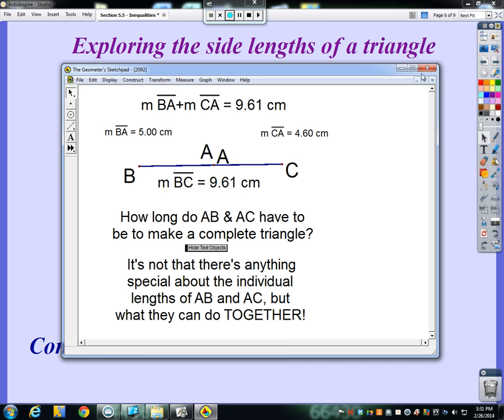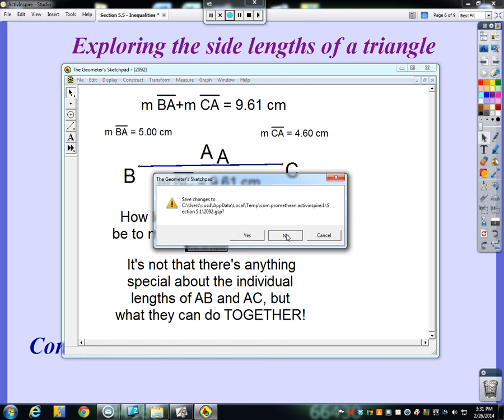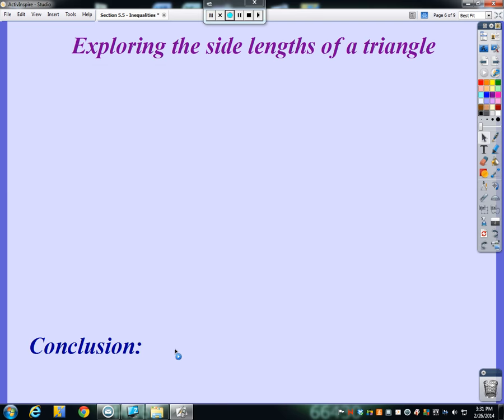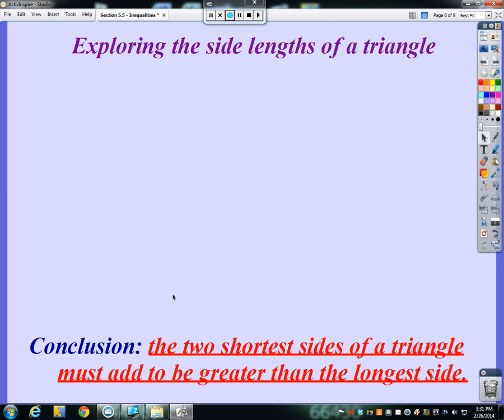So here's what I want you to get out of this. The conclusion I want you guys to write is that the two shortest sides of a triangle, they can't do anything individually against the largest side, but you must add them together, and it must be greater than, strictly greater than, not greater than or equal to, the longest side. Okay? The two shortest sides of a triangle must add to be greater than the longest side.